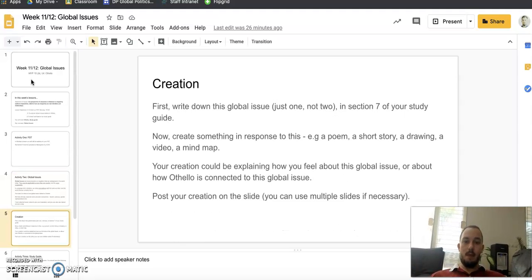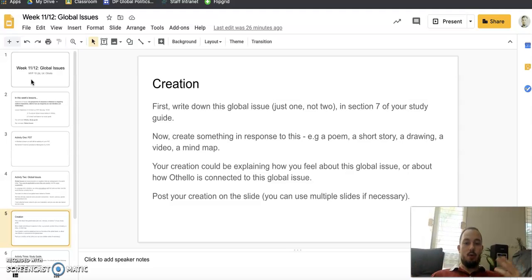And what you want to do is in your study guide, just write down what this global issue is in section 7. You just have to do one. I said in your template two, but I think we're just going to do one. And create something in response to this. This week I want you to do something creative. It could be a poem, a short story, an illustration you've done, a video you've made, or a mind map, something that is related to this global issue.